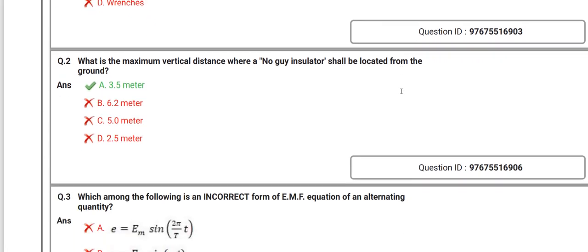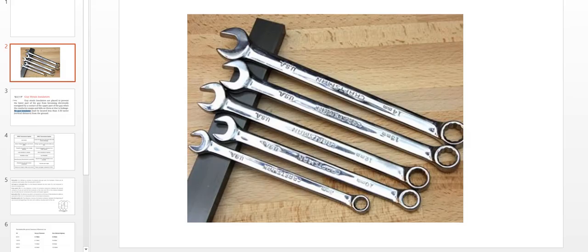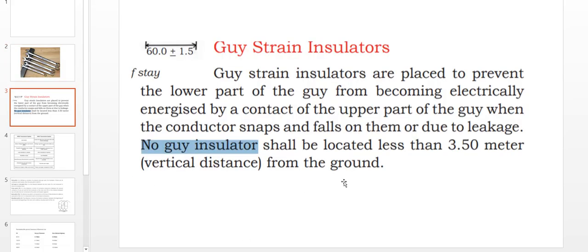Now the next question is: what is the maximum vertical distance where a no guy insulator shall be located from the ground? Okay, so the maximum vertical distance from above to down is 3.5 meters. Here some points are there for guy strain insulators. You can read in one PDF that no guy insulator shall be located less than 3.5 meter vertical distance from the ground.